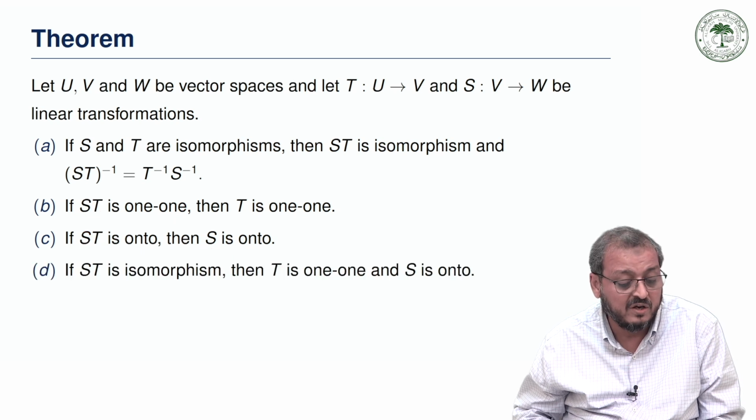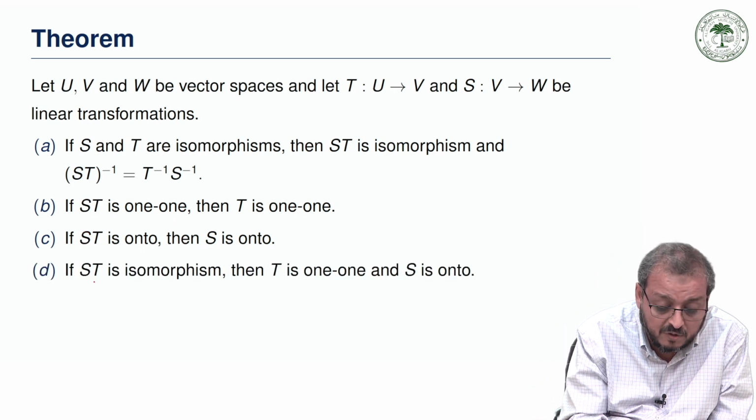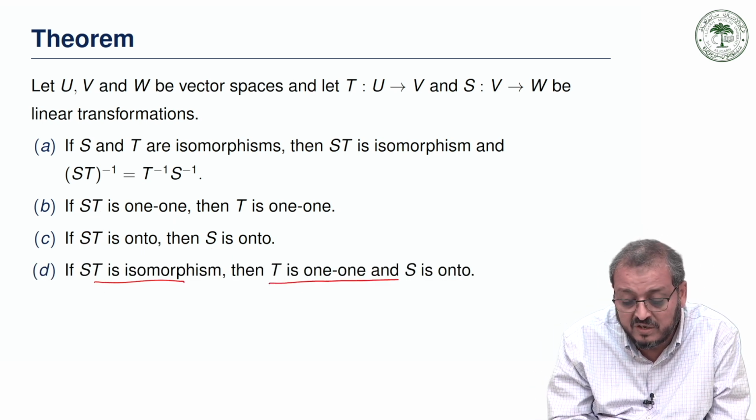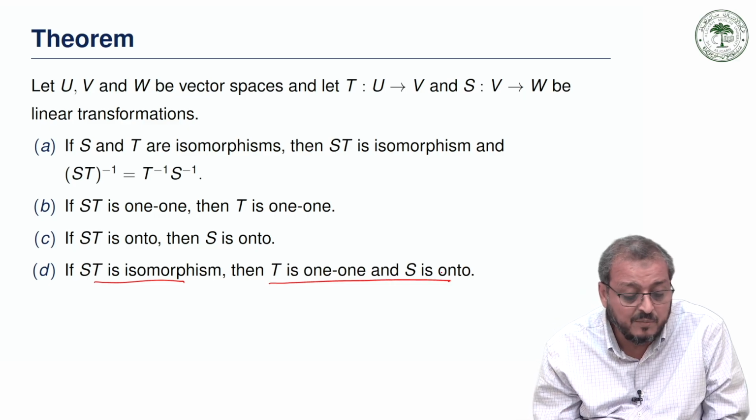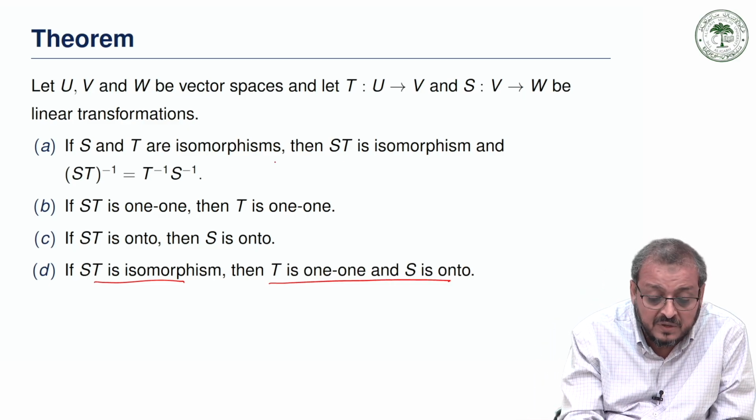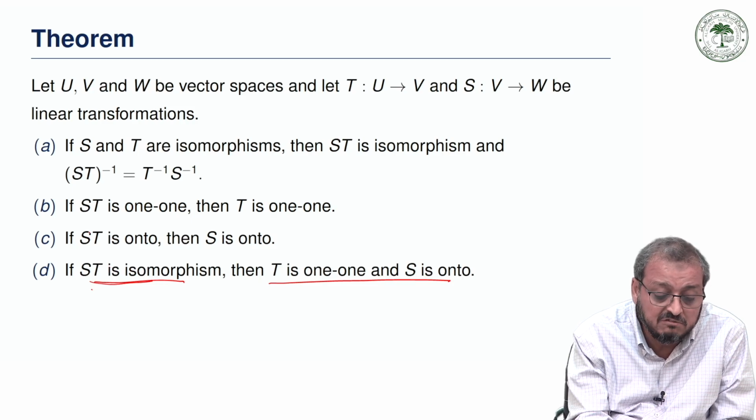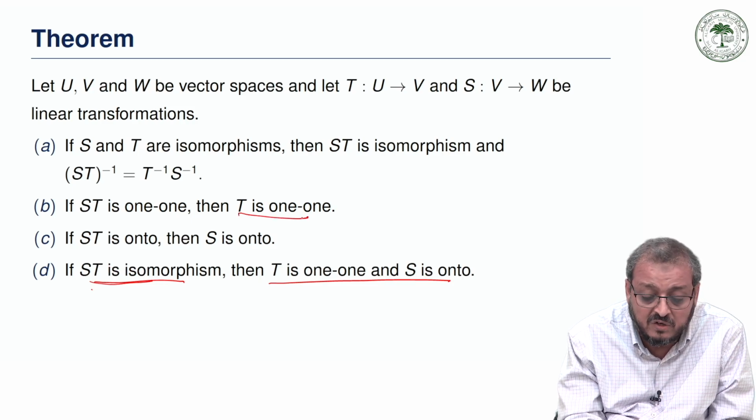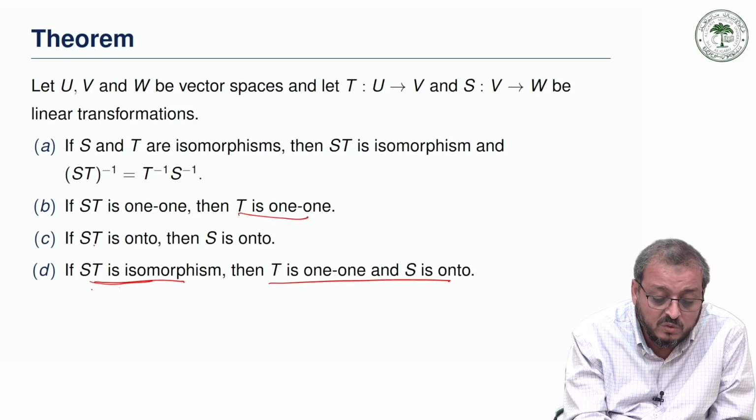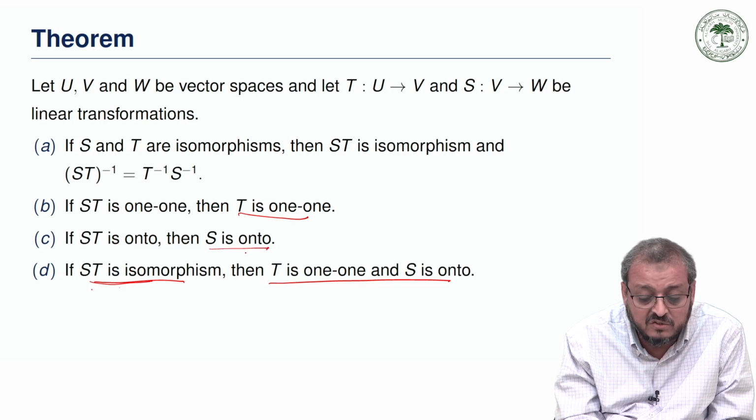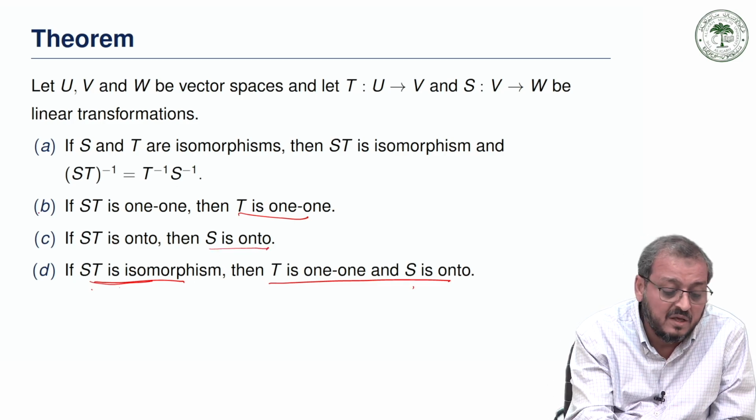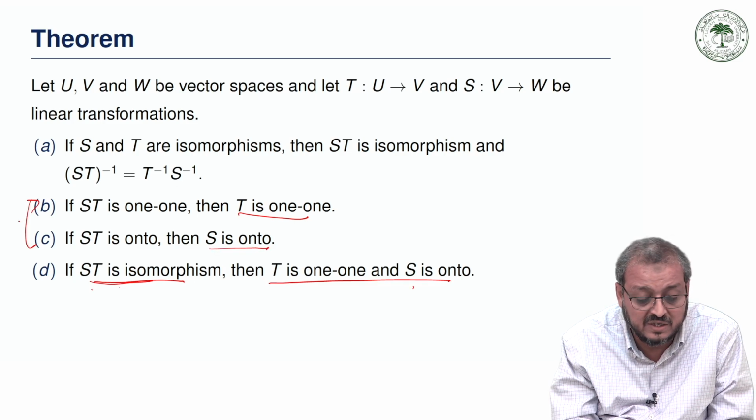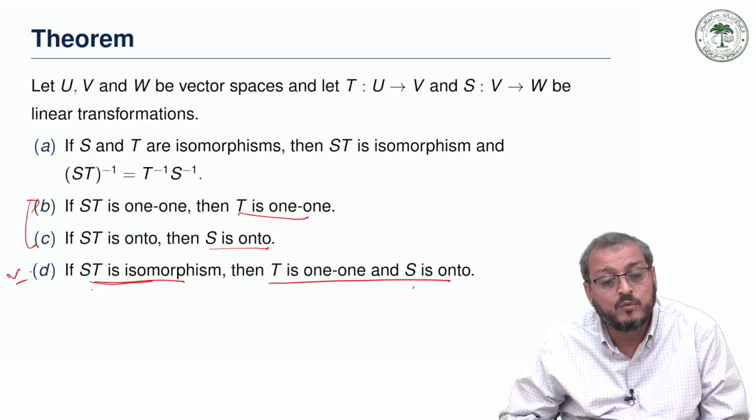And again, if ST is an isomorphism, then T is 1-1 and S is onto. That is clear because ST being an isomorphism means ST is 1-1 and onto. If ST is 1-1, then T is 1-1. If ST is onto, then S is onto. By combining these two results, we can easily get the proof of this.